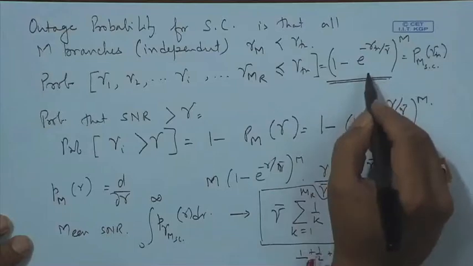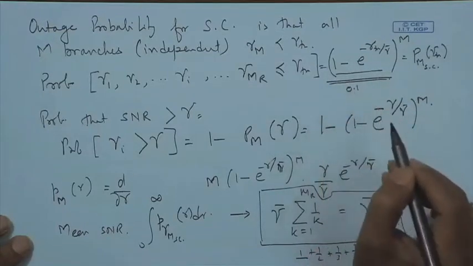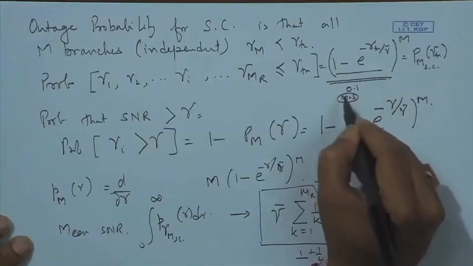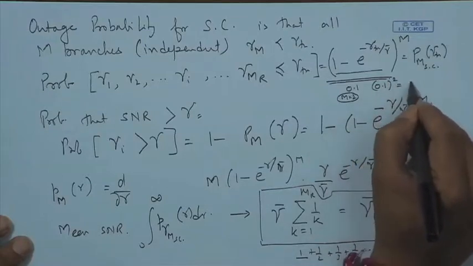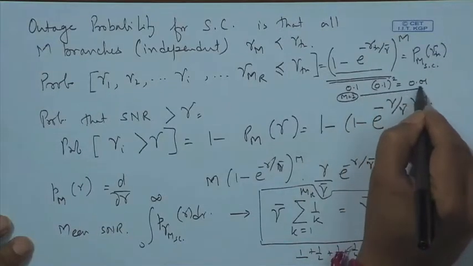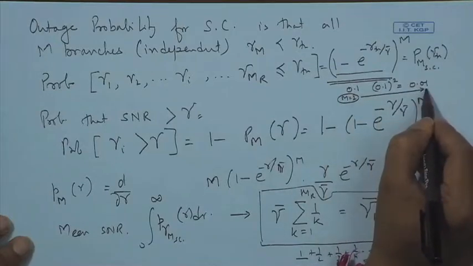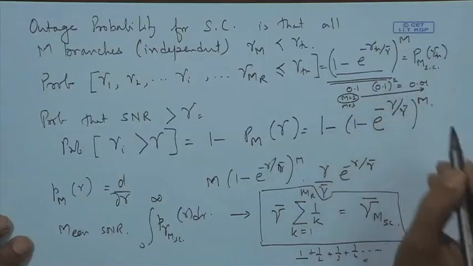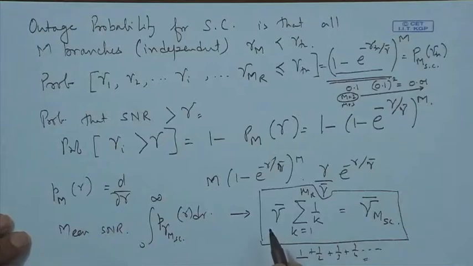Suppose the outage probability of a single branch is 10%, that is 0.1, and I have 2 branches, that means m equals 2. Then the outage probability becomes 0.1 raised to the power of 2, that means 0.01. So, just by virtue of having the second antenna, the outage probability from 10% will drop to 1%. If I add m equal to 3, this would be 0.1 raised to the power of 3, and that would be a significant reduction in the outage probability.